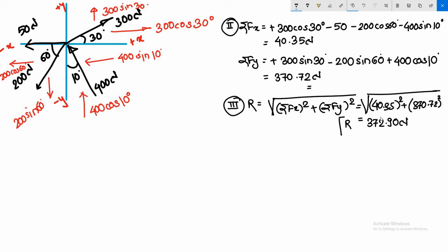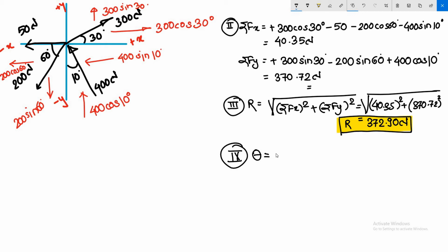So this is the first thing that we know about the resultant, that is its magnitude. Let's keep it highlighted, this one is important. Now the third thing is the magnitude of the resultant. Now the fourth thing is the inclination of the resultant with respect to the x-axis.